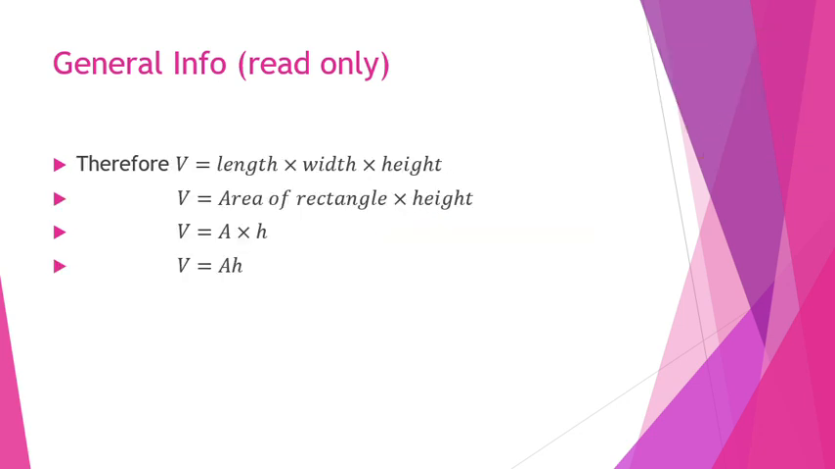Now, if you think about it, the volume of a rectangular prism stems from the area of a rectangle multiplied by its height, okay? So this A here would be considered the area of the base. And you need to apply this formula every single time. So volume is equal to area of base times height. Okay, that's all you need to know.